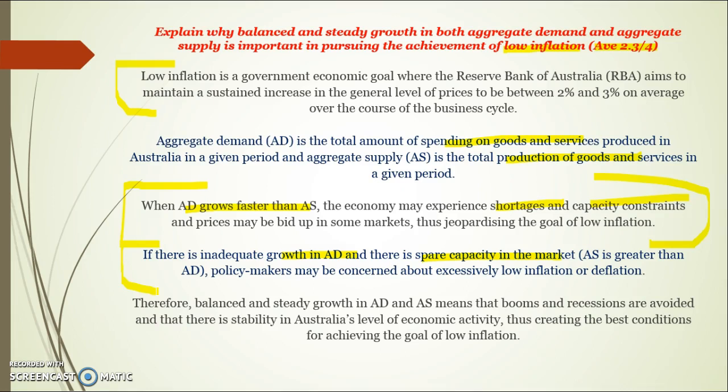So growth in aggregate demand is important to make sure that we don't experience deflation or less inflation in the economy as well. Therefore, balanced and steady growth in both of them, so they're going up at a similar rate, around 3 to 4%, means that we can avoid booms and recessions, because booms are bad because they cause higher prices, recessions are bad because they lead to unemployment, and therefore we may achieve more stable economic activity and therefore achieve the goal of low inflation, which is 2 to 3%. It's not 0%.